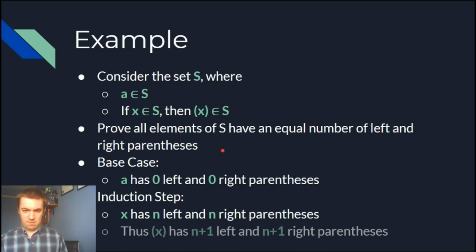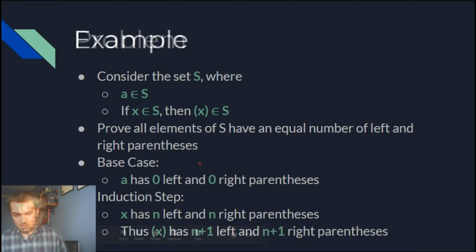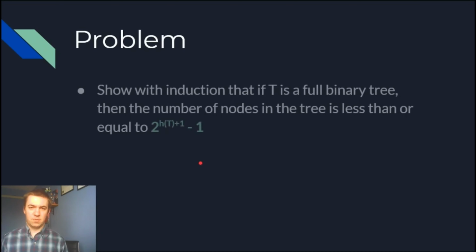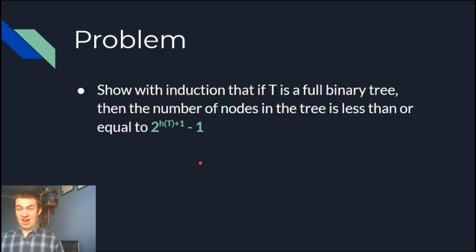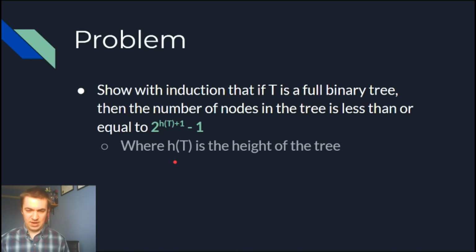So the next element, x with the parentheses, has n plus 1 and n plus 1, which are both equal. Awesome. So let's go back to our problem. We want to show that for any full binary tree T, so that's T in the set of full binary trees, the number of nodes is less than or equal to this formula, 2 to the power of the height of the tree plus 1, all minus 1. And remembering that h of T is the height of the tree.